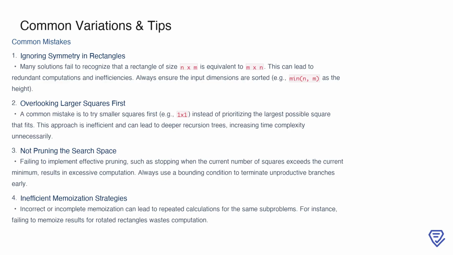Another mistake is failing to prune the search space effectively. If the current number of squares in your solution exceeds the known minimum, you should terminate that branch of recursion immediately. Without this type of pruning, your algorithm may waste time exploring unproductive paths. Finally, inefficient memoization strategies can also slow you down. For instance, if you don't memoize results for rotated rectangles, the same subproblem might be solved multiple times. Using a robust memoization approach ensures that repeated calculations are avoided, saving both time and resources.